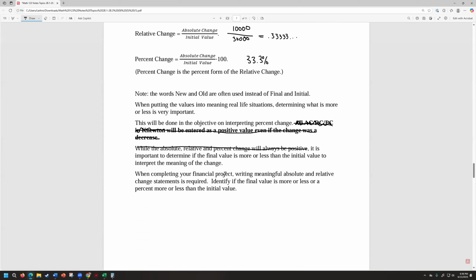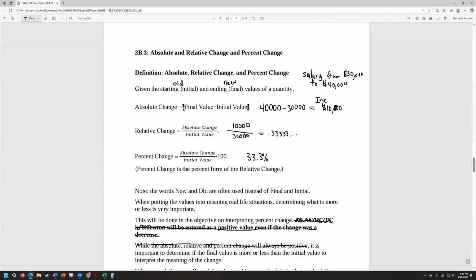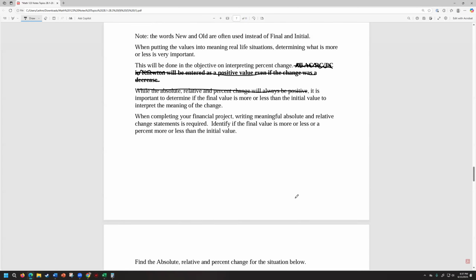It's a financial project. After you do some of the calculations, you write a sentence where you tell someone, oh, well, my salary increased by $10,000, or I make $10,000 more than a high school student. Okay. So you'll have some statements that you can write about that.